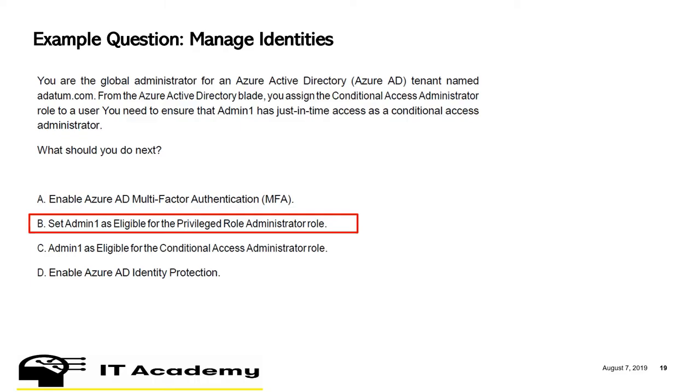So the correct action here is we need to set admin1 as being eligible for the privileged role administrator role. By adding the admin1 user object into that role, he then has the ability to request just-in-time access to a machine. What we're saying is because he's a privileged role administrator, we'll allow him to have access when he needs it. So remember that for the exam.